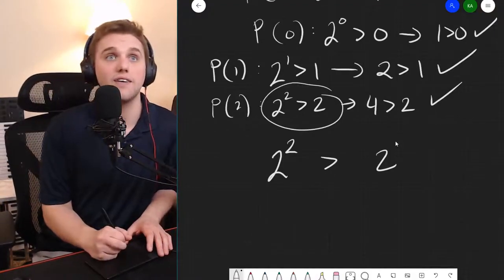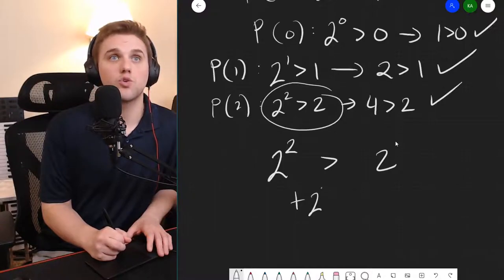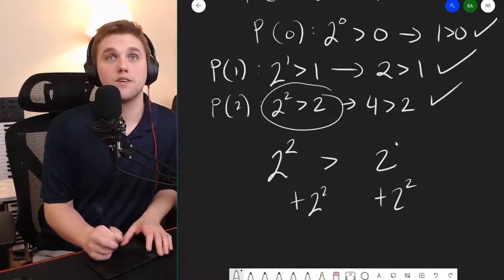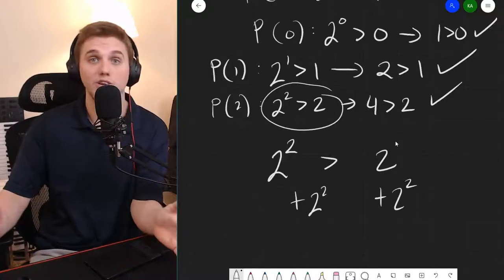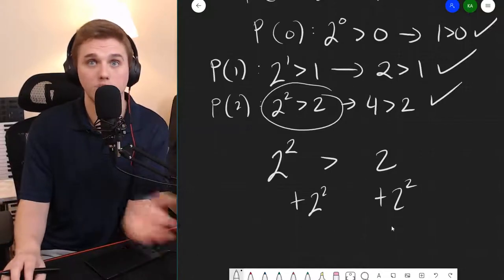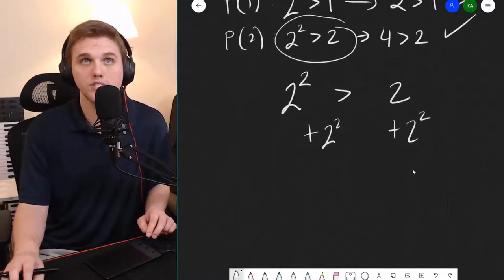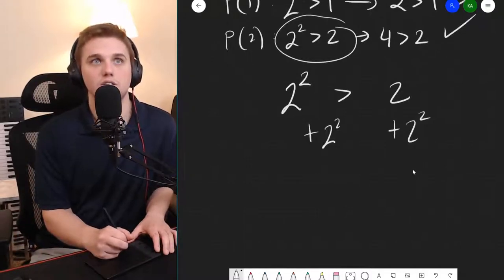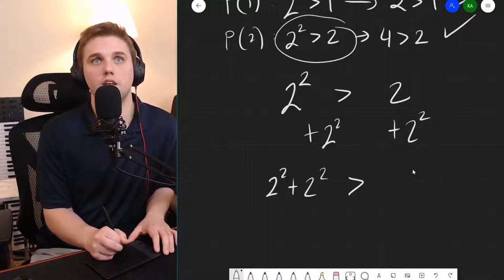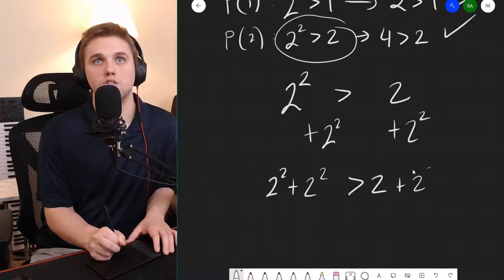I'm going to add 2 squared to both sides. I can do that. I'm allowed to do that, right? That's the thing about inequalities. You can add something to both sides and it works. So that means that 2 squared plus 2 squared is greater than 2 plus 2 squared.